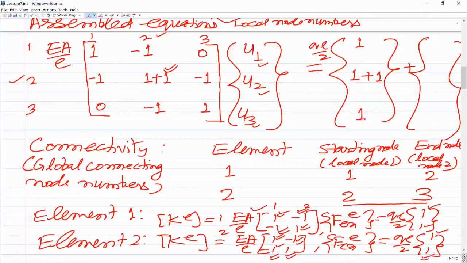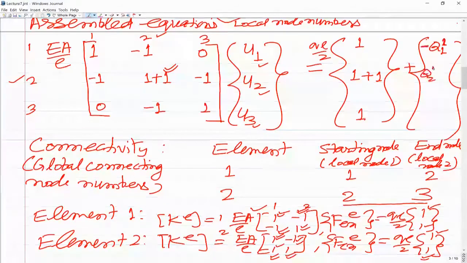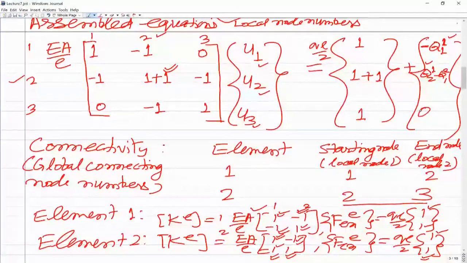Then we also have the internal load vector. The internal load vector we have seen: minus q1 and q2. So the first element would go to q1e. Here you see the subscript is the local node number and the superscript is the element number, with a minus sign. The minus is already there. Then q2 1. So these are the contributions from the first element. Then the second element would be minus q1 2, and then you will have q2 2.